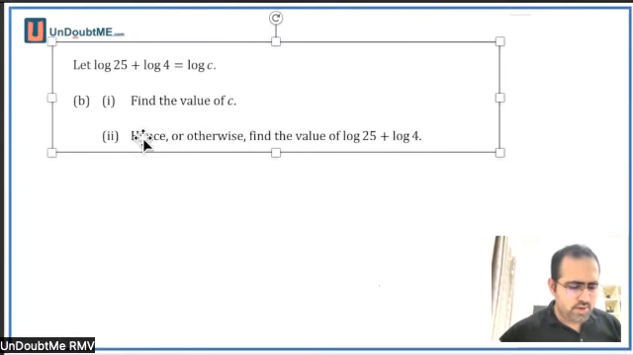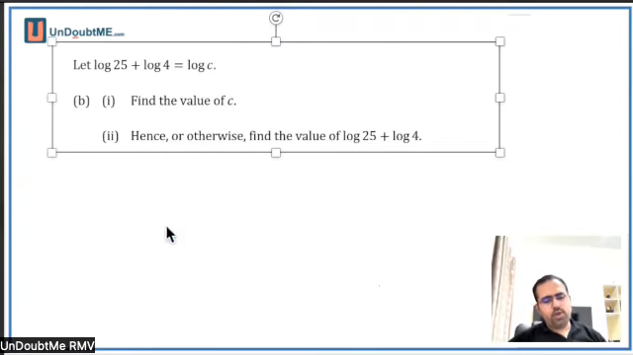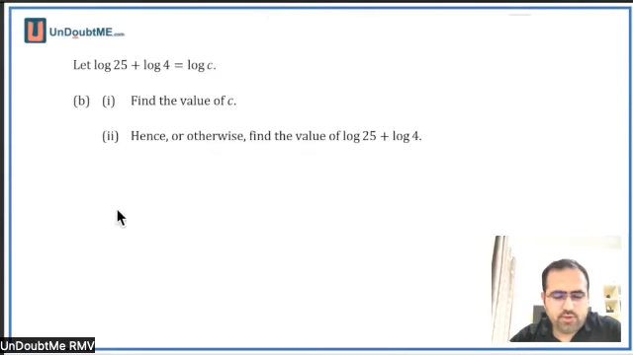Okay. So next question: let log 25 plus log 4 is equal to log C. Find the value of C. So this is the first question where we have to use the property. Which property? Log x plus log y is equal to log xy.